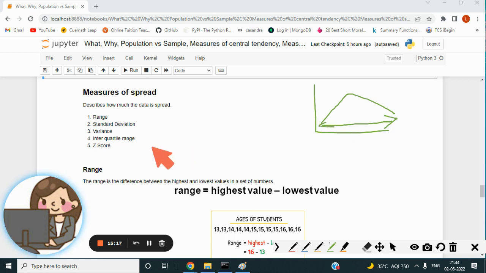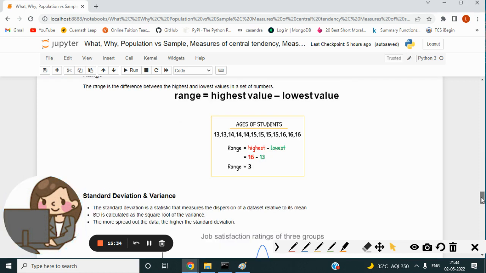Okay, so there are many ways by which we can find the dispersion, or the measures of spread: range, standard deviation, variance, interquartile range, and then z-score. Range is nothing but the difference between the highest value and the lowest value.